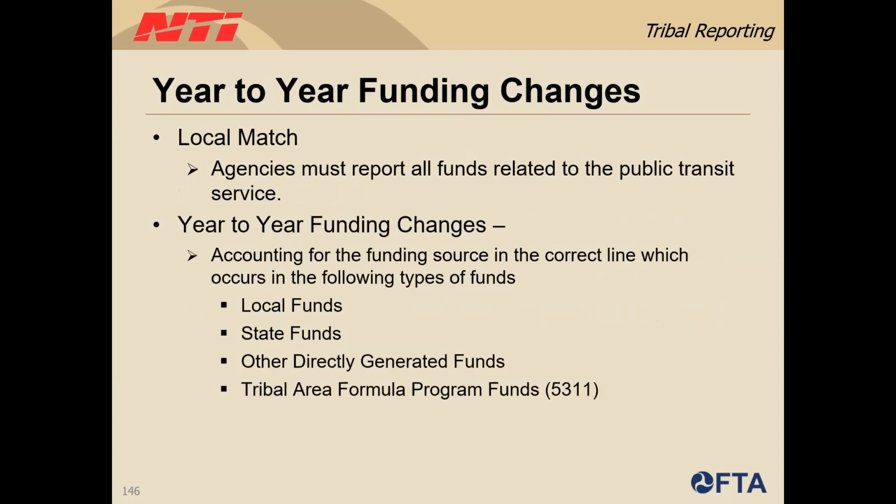Another reporting issue relates to year-over-year funding changes. So agencies must ensure that all funding sources that are used for public transit, including funds that are used for local match, are reported in the correct lines on the RR20 form. So that is to say, agencies should report all funding sources that they use to support their public transit services and not just the funds that come from federal grant programs.